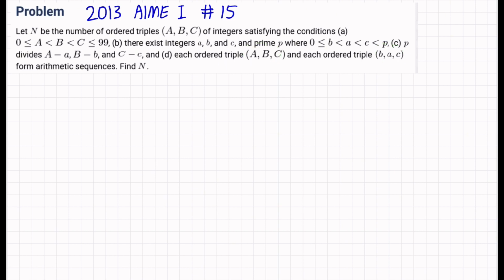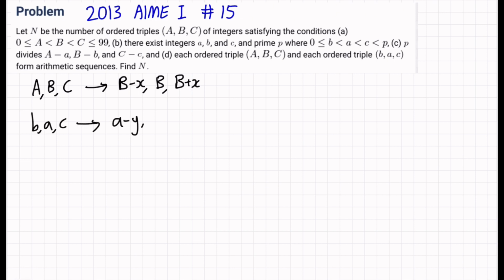Okay, so first of all, what we're going to do is take advantage of this last piece of information. We can rewrite big A, big B, capital C as B minus X, B, and B plus X, because they form an arithmetic sequence. And the same thing for the lowercase b, a, c. We can make that into A minus Y, A, and A plus Y.